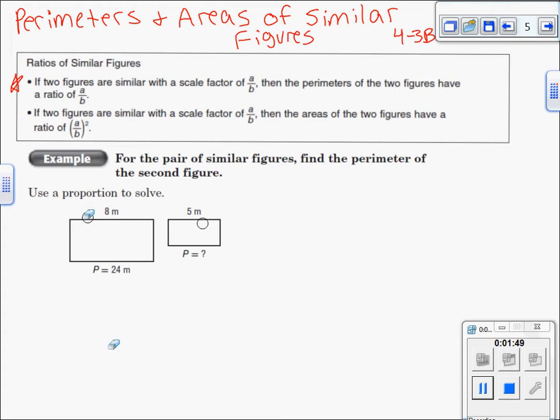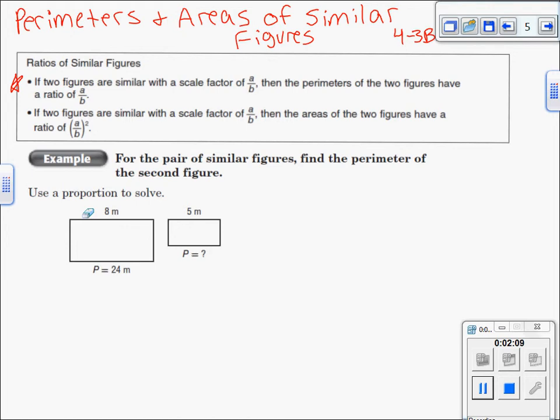So in this example it says, for the pair of similar figures, find the perimeter of the second figure. If you think you know how to do this, press pause. See if you can set it up. The hint I'll give you is make a proportion starting with what you know. That's half your proportion, those corresponding sides. So hit pause, see if you can set this up.